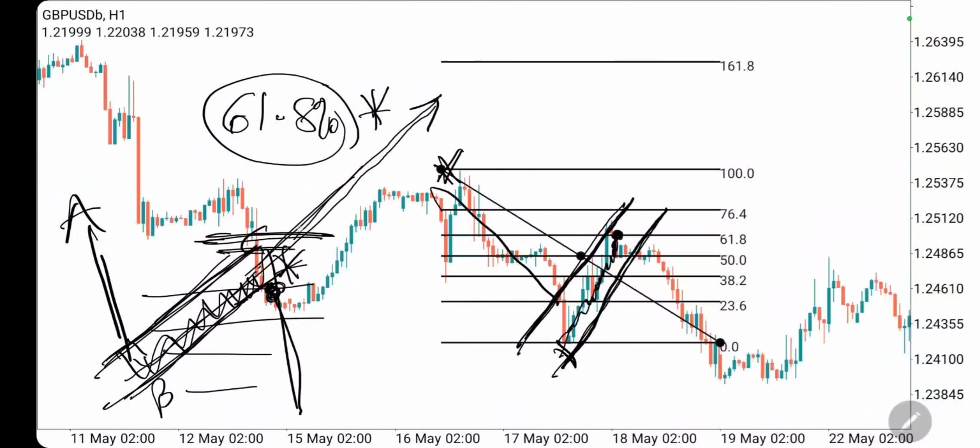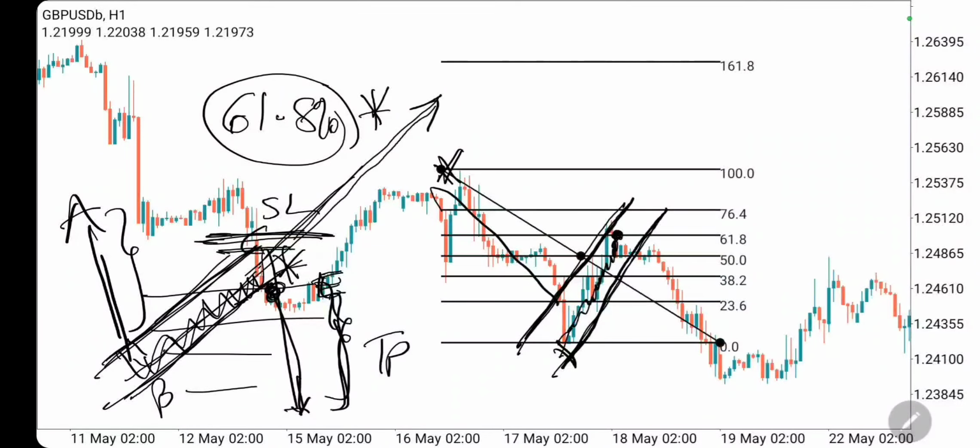And when this flag is broken to the downside, I should get into the trade. I'll place my stop loss just above the flag. This will be my entry, just after the flag has been broken. Now, what will determine my take profit? As usual, your take profit while trading a flag pattern is the same distance as the first leg of the movement. I don't know if this is clear.